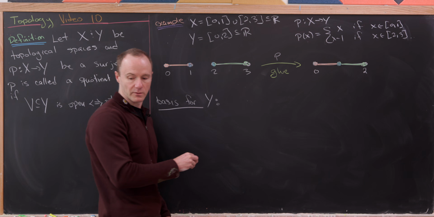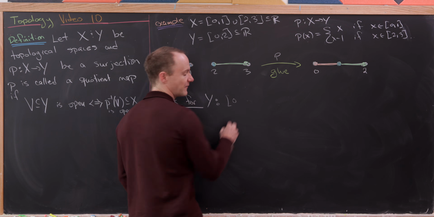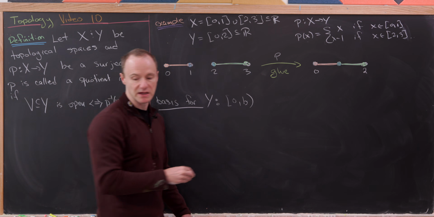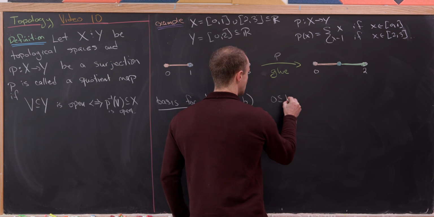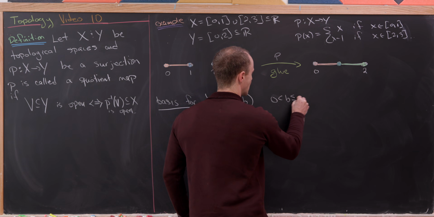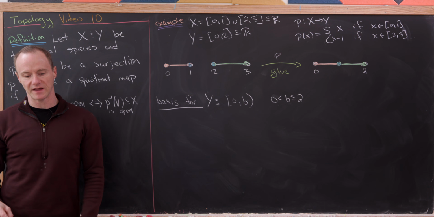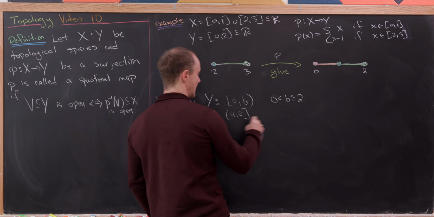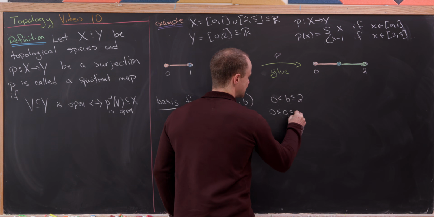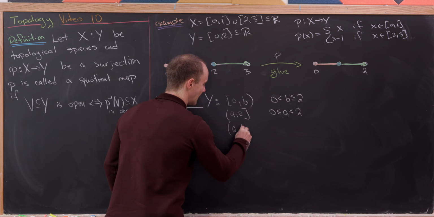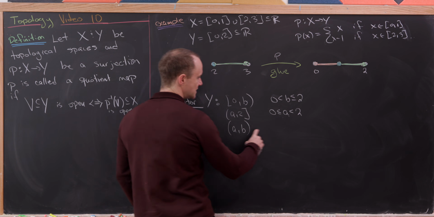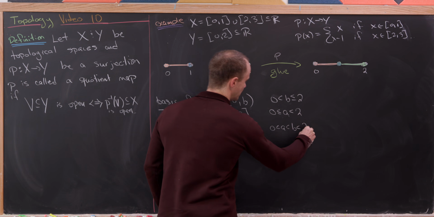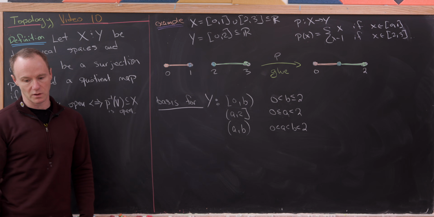So we looked at this before, but they are sets of the form [0, B), including 0 but not B, where B goes between 0 and 2. So that would be one flavor of open set. Or we could have (A, 2], including 2 but not A, and here A could go from 0 to 2. Or we could have just the open interval (A, B), so that's going to be A less than B, all between 0 and 2, not including either one.